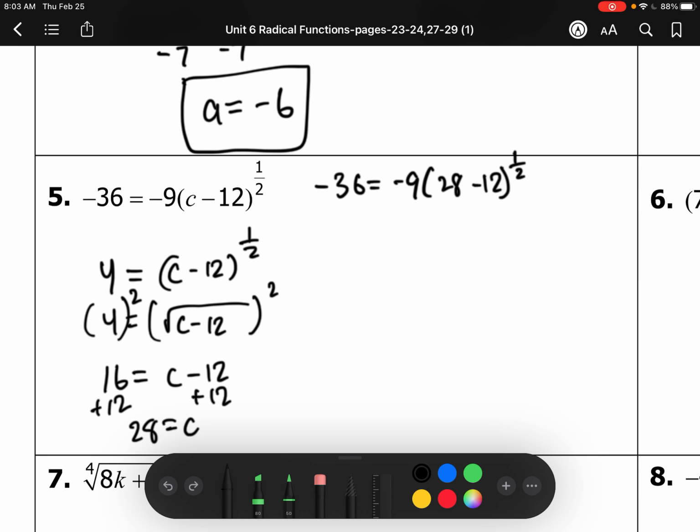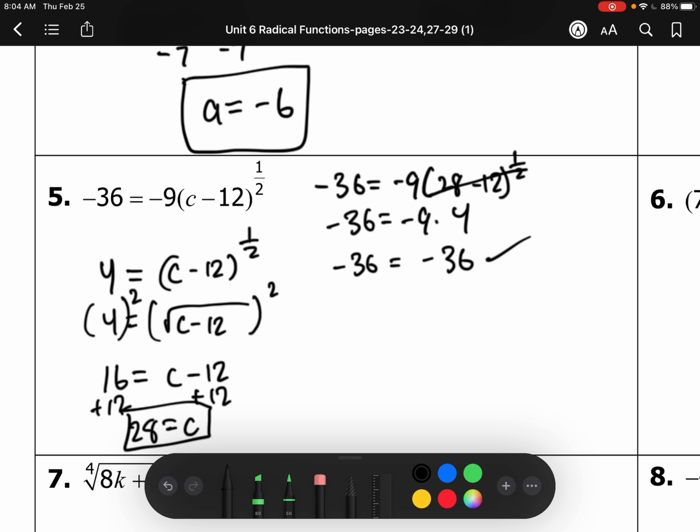So this turns into 4. So I have negative 9 times 4. Negative 36 is equal to negative 9 times 4. Negative 9 times 4 is negative 36. So this checks out. This is the correct solution. Now, real quick, I'm going to do this part real quick.